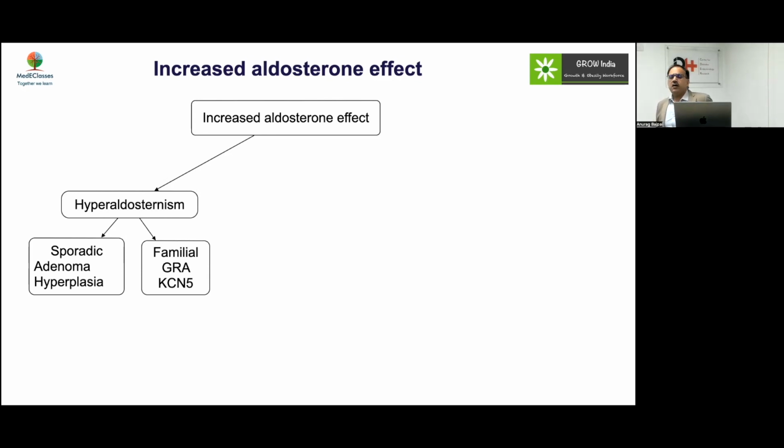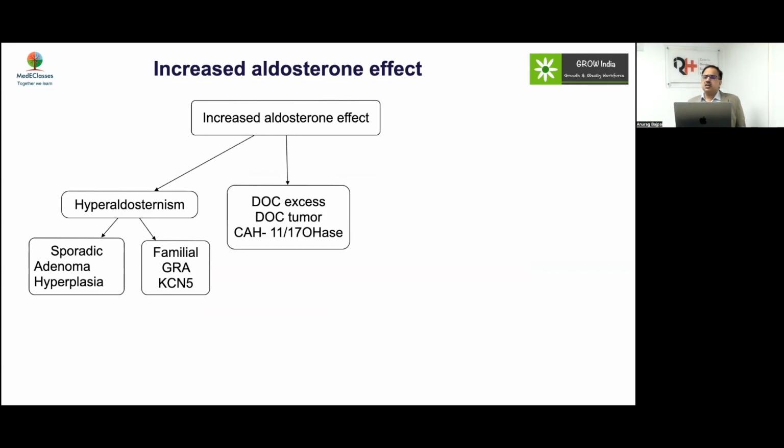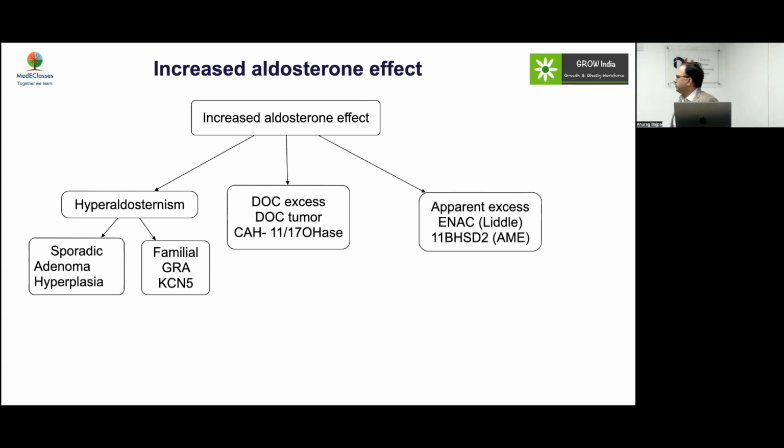There could be a familial cause like glucocorticoid remediable aldosteronism, which I said is because of the regulation of aldosterone production via ACTH. So it's an unusual production regulation via ACTH. Then you can have a DOC excess because of a tumor or 11 or 17 hydroxylase deficiency. And then finally, you may have no increase in aldosterone, but there is an apparent excess because there is decreased conversion of cortisol to cortisone, resulting in apparent mineralocorticoid excess or a Liddle syndrome.